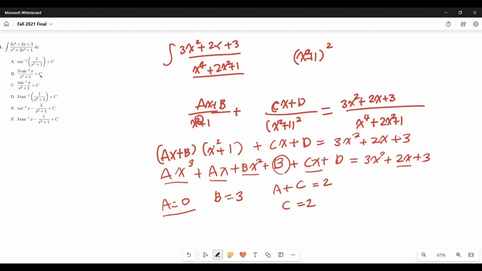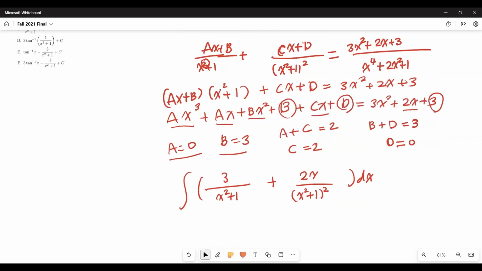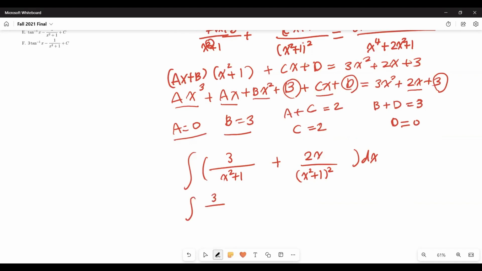And b plus d has to equal 3. So b plus d is equal to 3, but recall that b is 3, so d is going to be 0. That makes our equation look like 3 over x squared plus 1 plus 2x over (x squared plus 1) squared, and you have to integrate this thing, dx. Okay, so I'm going to separate it into 2: the integral of 3 over x squared plus 1 dx plus the integral of 2x over (x squared plus 1) squared dx.